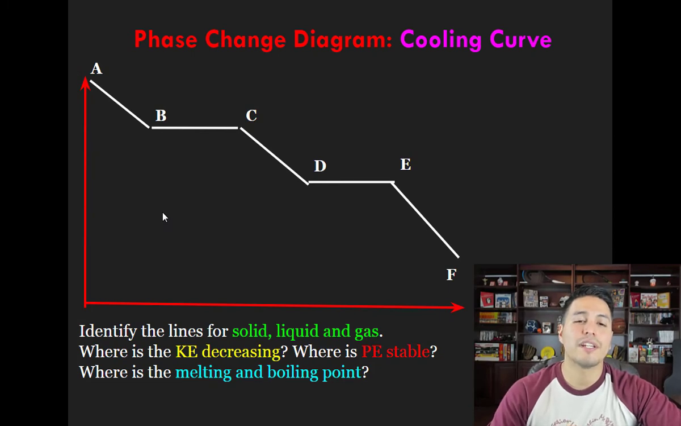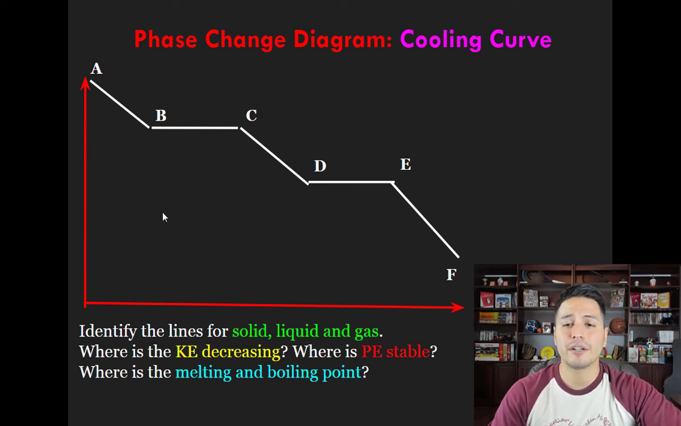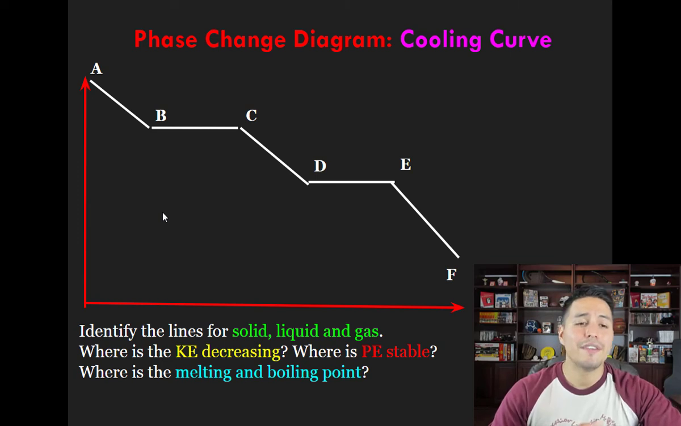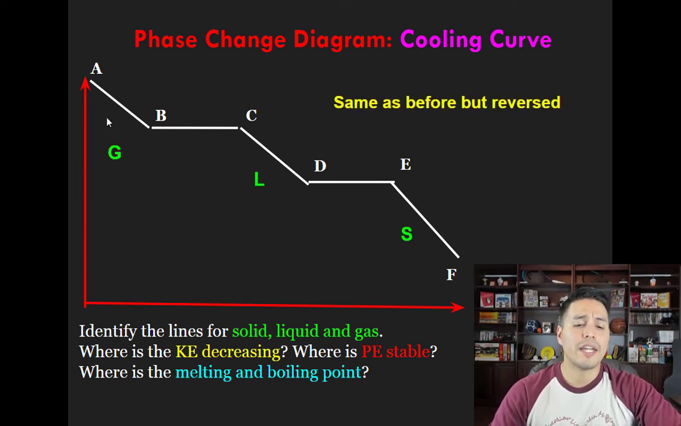Alright, so let's move on to the next phase change diagram. This is your cooling curves. Now your cooling curves are exactly like your phase change diagrams for heating curves, except now it's working in the reverse order. So at point A, this must be that we have a gas. At point C, we have our liquid, and then at point E, we're going to have our solid phase right there. So where's your kinetic energy decreasing?